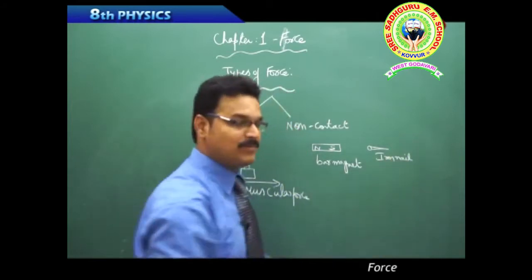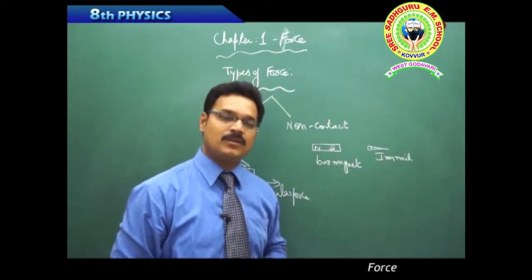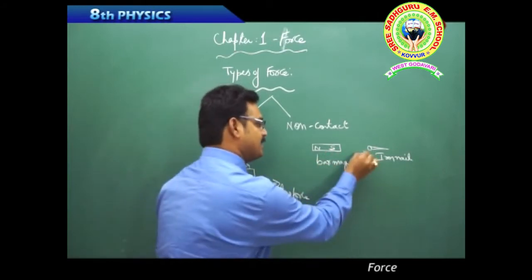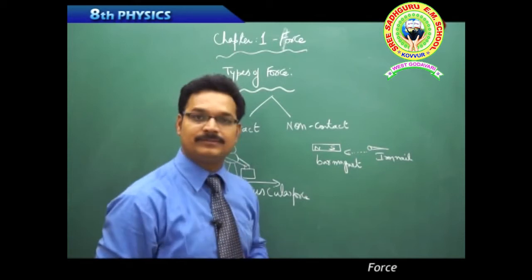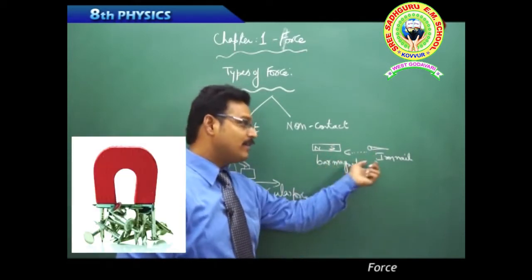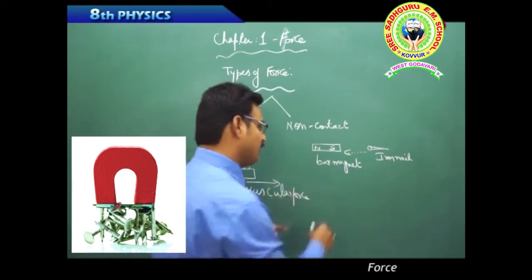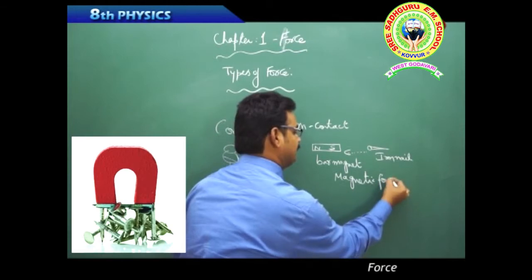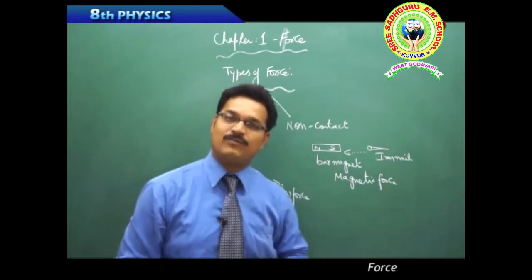Now if you keep any iron material like an iron nail near the bar magnet, what happens? Even though the bar magnet is not touching the iron nail, the nail is attracted towards the bar magnet. So without being in contact, it is still able to attract the iron nail. So magnetic force here is a non-contact force.